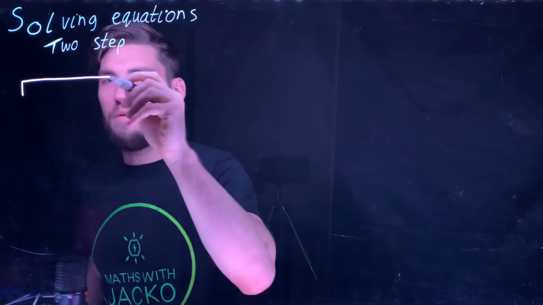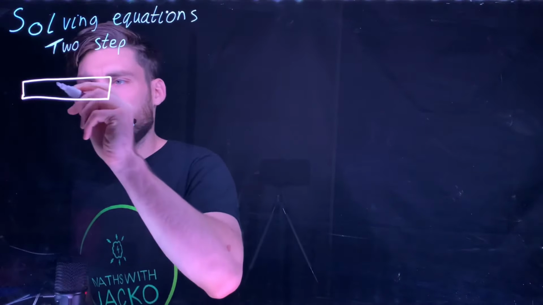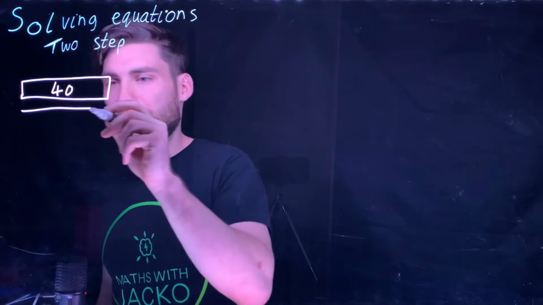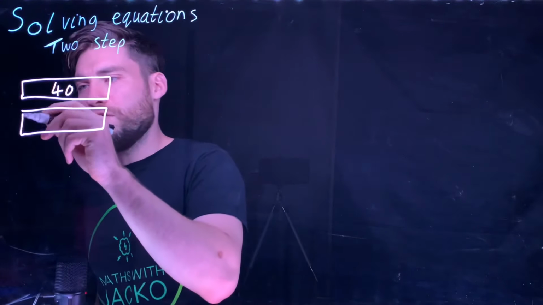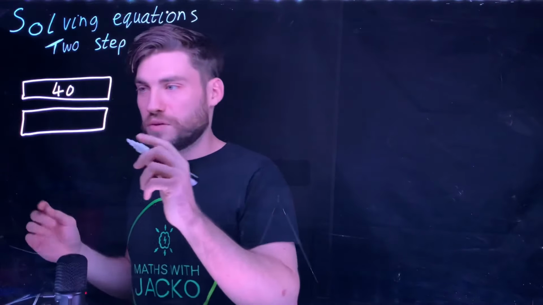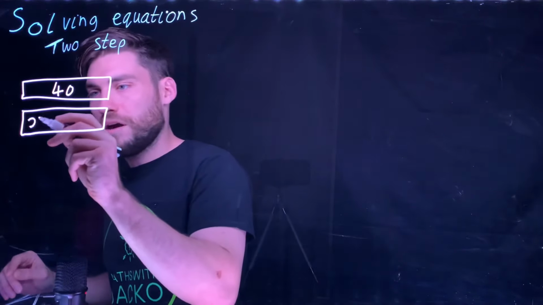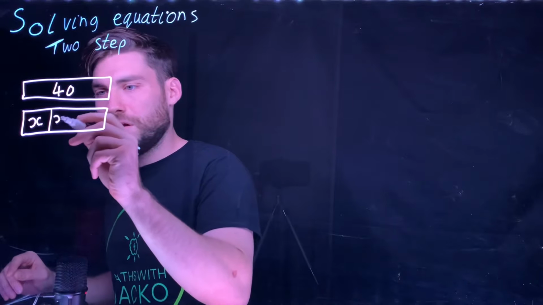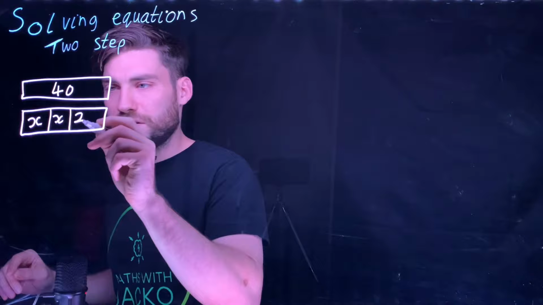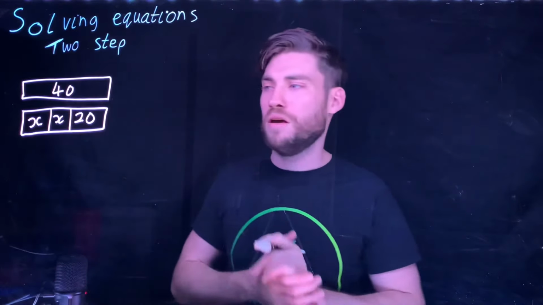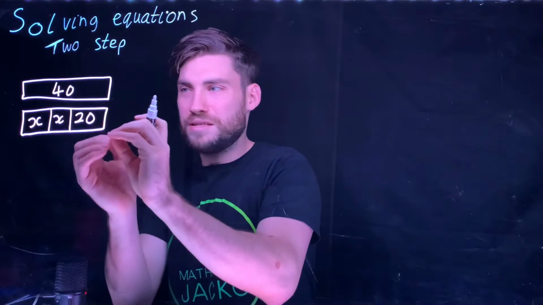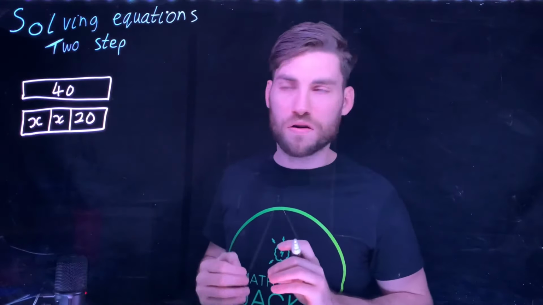Let's say we've got our bar that is worth 40. And then stack another bar below it. So they're not perfect rectangles, but we'll get the idea. Now this time is way different from last time. We've got x, x, and we have 20. So this time now, we've got 2 x's and 20 equal 40.